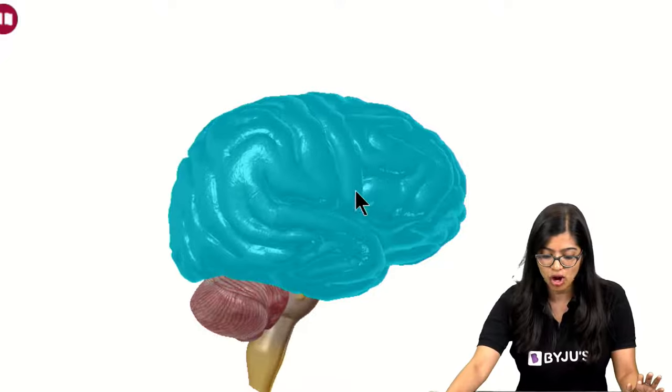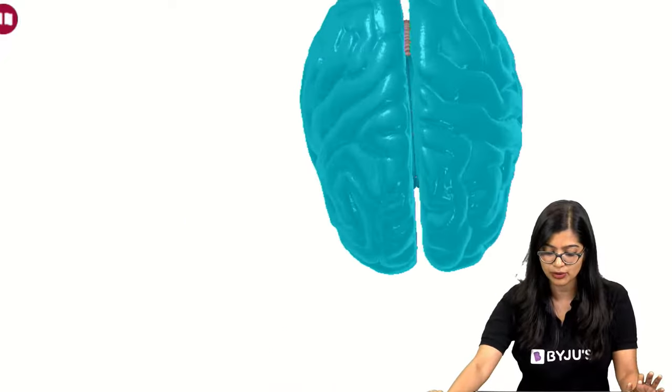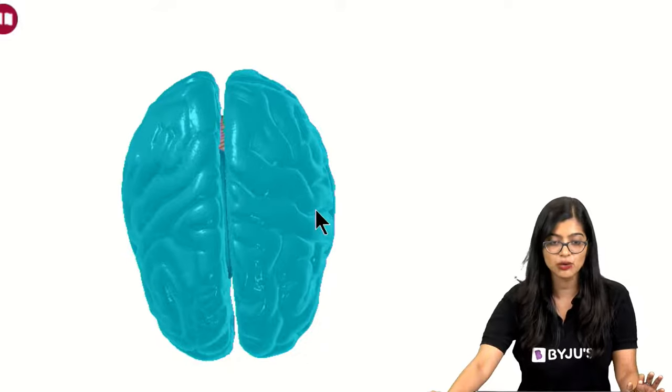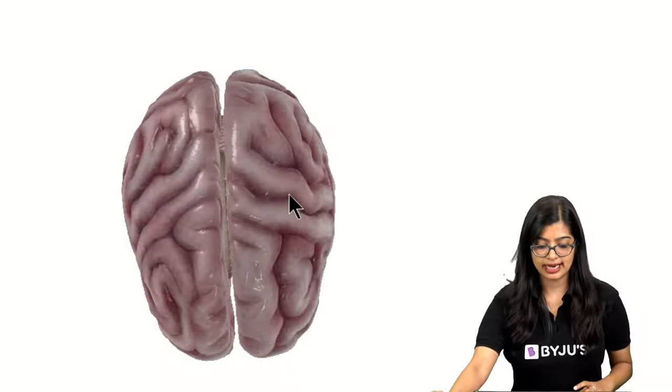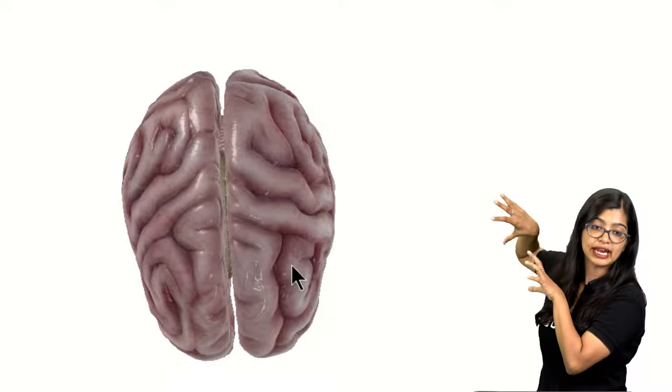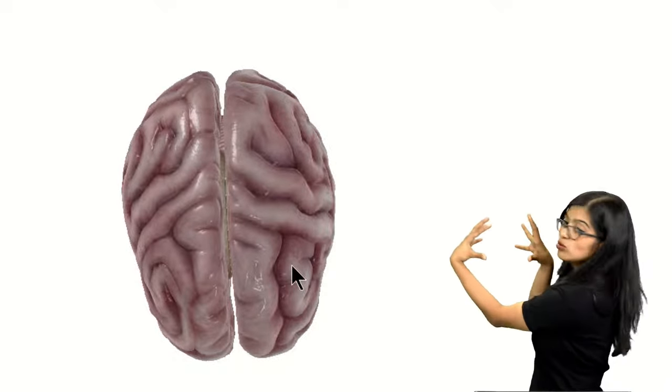And if you look at the top view, right? So I'm going to do a top view as well and align it for all of you. Are you all able to see? Yes. Now, if you look at the top view of the brain, yes, we see that there are two structures.